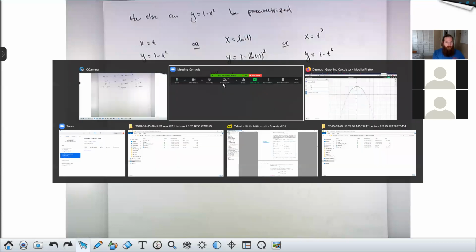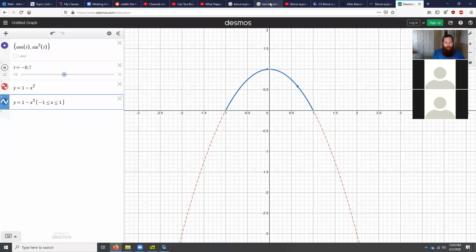So let's grab one from your homework. And then we're going to start talking about polar coordinates. So we'll do one here real quick. This is fun, isn't it? I like this.